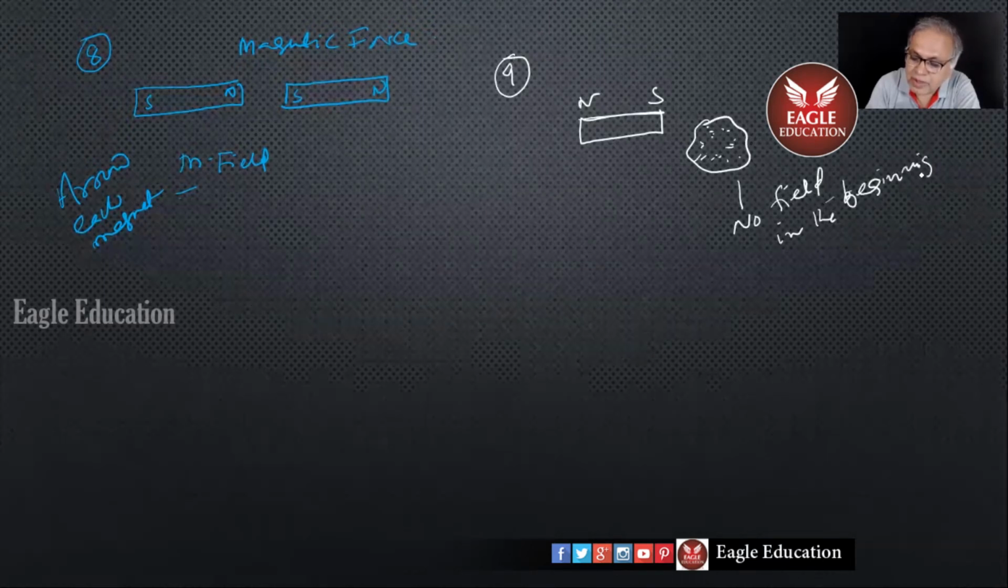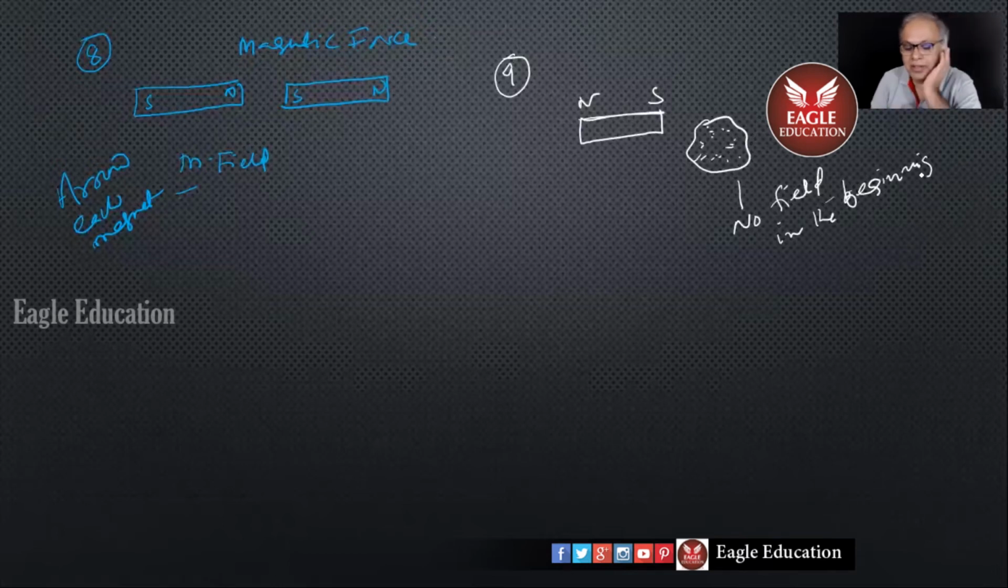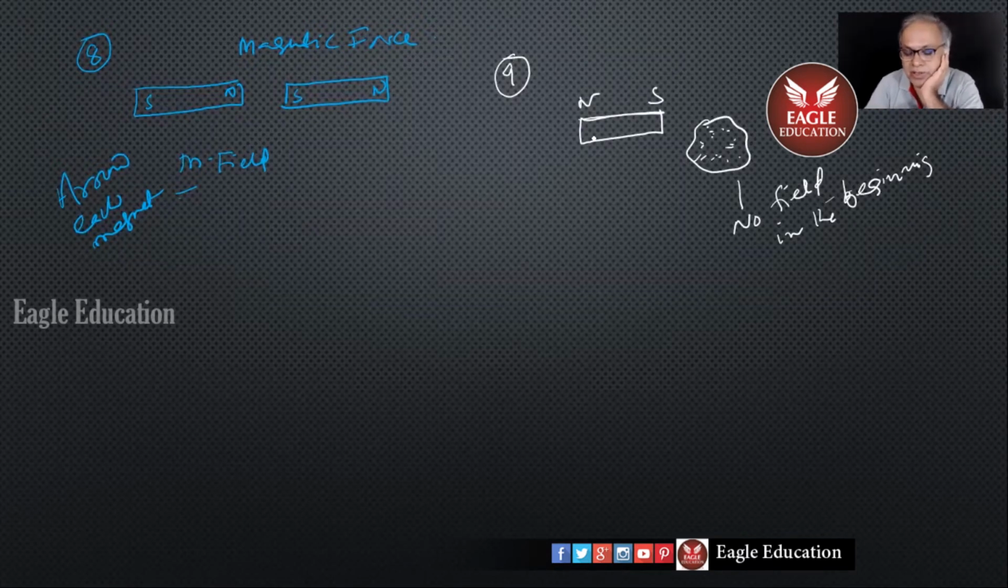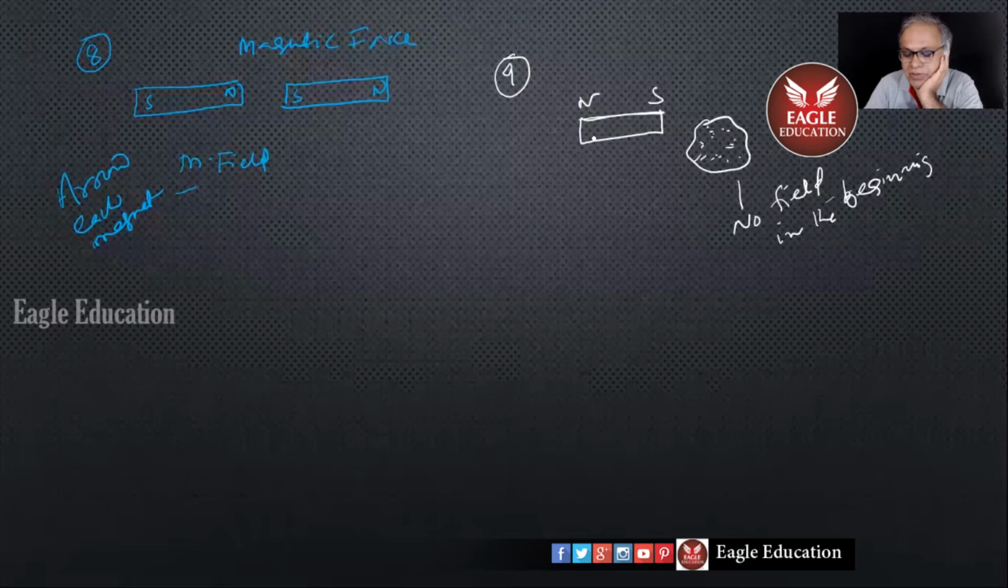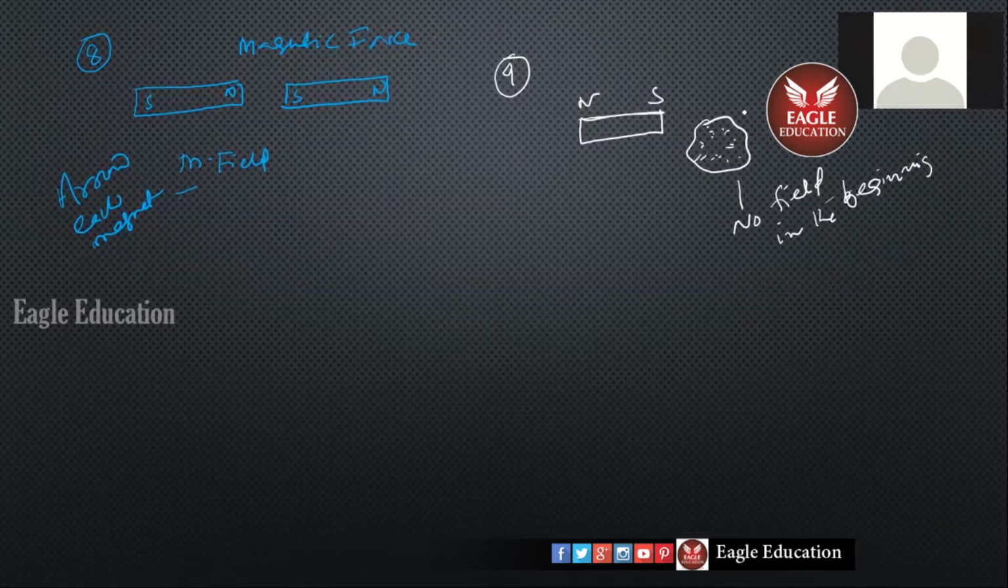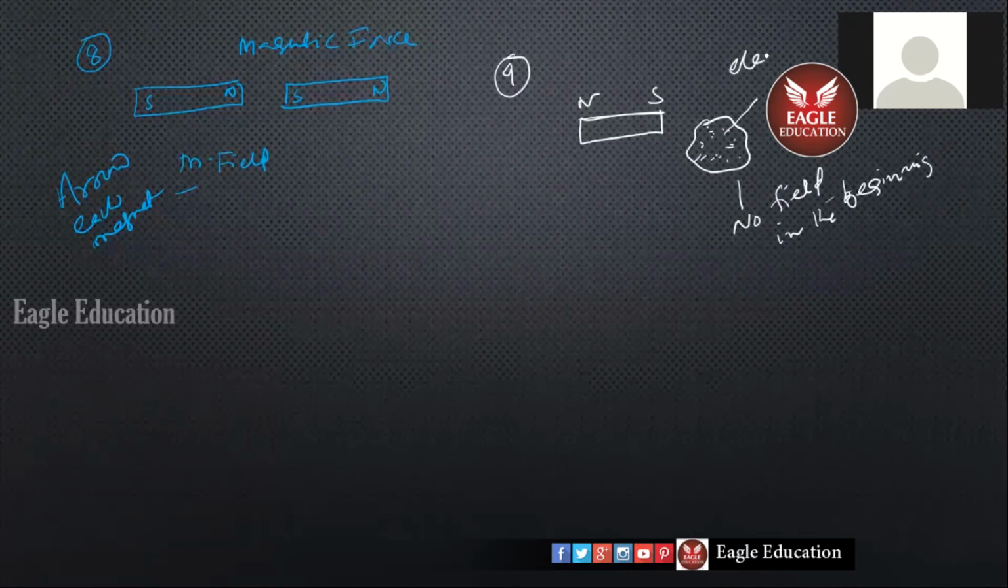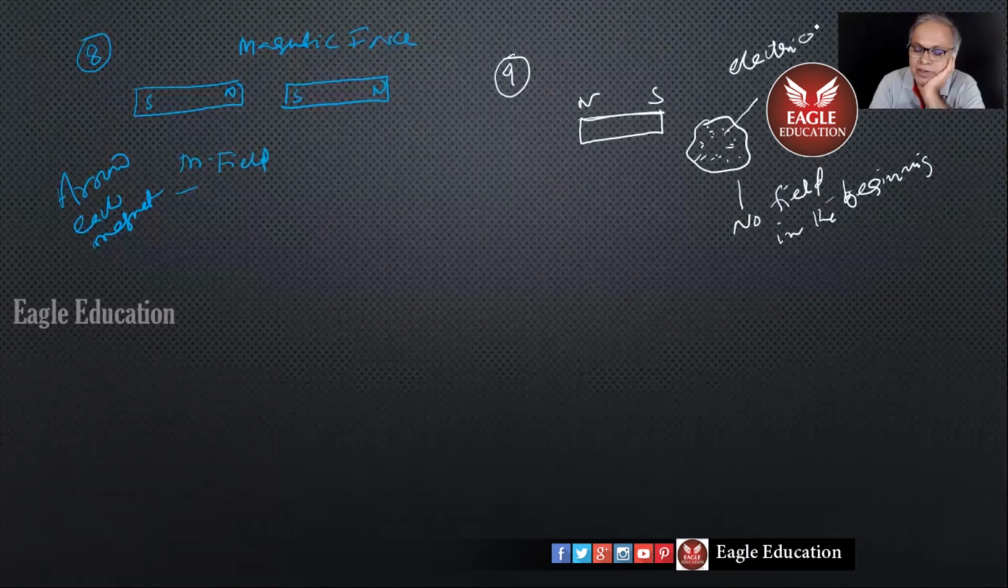What do you mean by "in the beginning," children? Srihit, can you tell me? When this magnet was not brought near it, the iron piece has no magnetic field around it, no electric field around it. Electrically neutral this is. That means no excess charge here. Electrically neutral, and even magnetically also neutral.